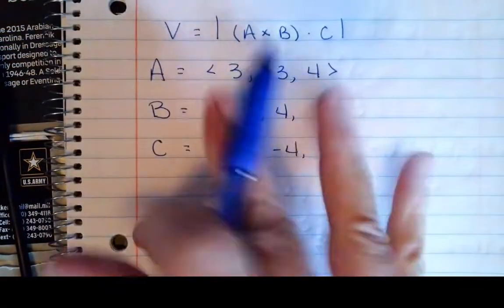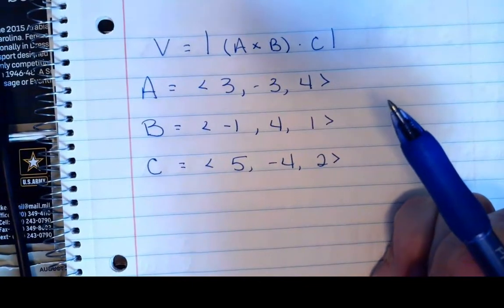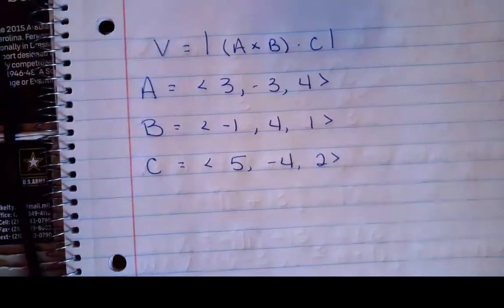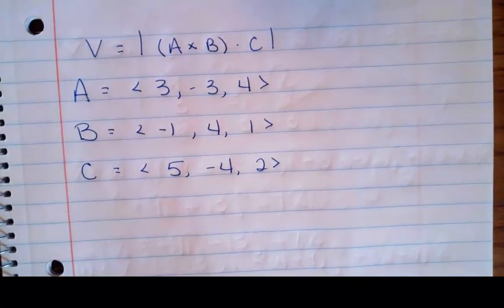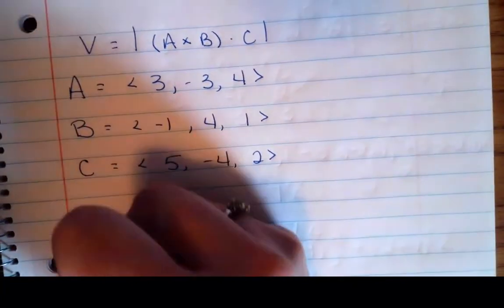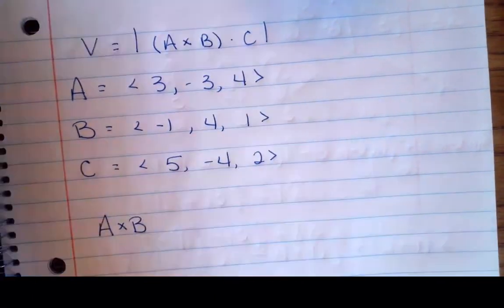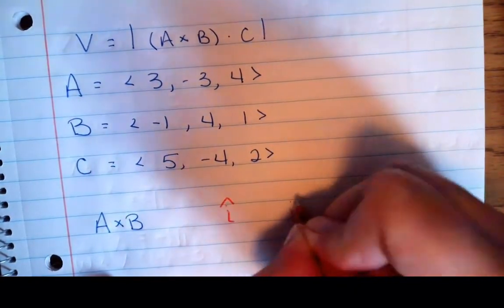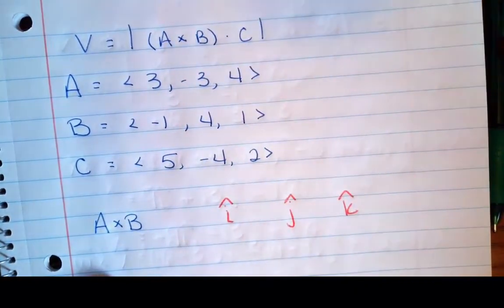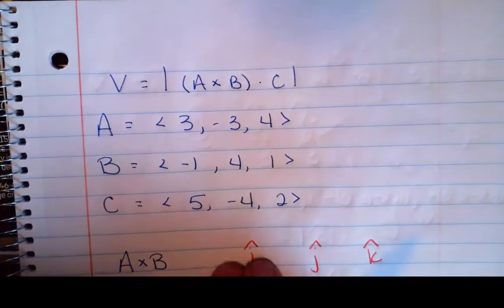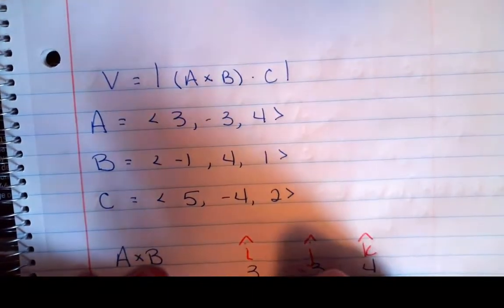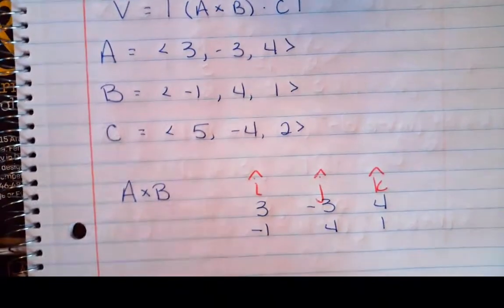Okay, so the first thing I need to do, order of operations says work from the inside out. It's not going to matter how you do this because it's going to return the same answer. It doesn't matter what I ascribe to be a or b or c as long as I'm consistent throughout the problem. So I want to find a cross b first. Knowing that, I've got an i, a j, and a k. So my i is going to be, if a is first, 3, -3, 4, and then -1, 4, 1.